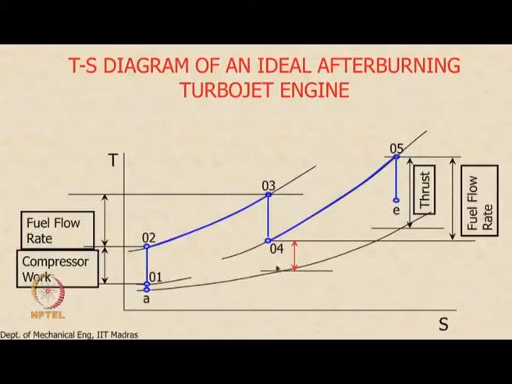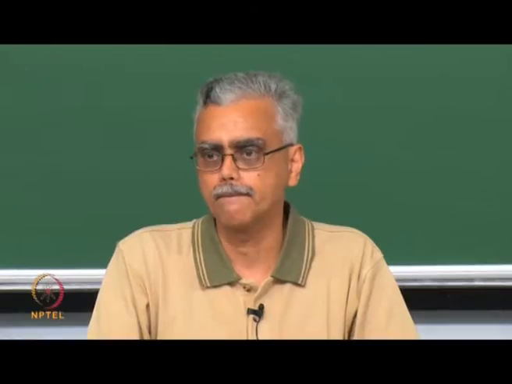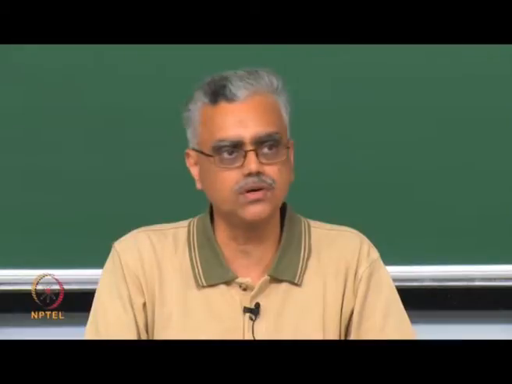Notice that because we are now burning fuel in this case also, in addition to this fuel flow rate, there is also an additional fuel flow rate here between 4 and 5, correct? Because we are adding fuel and burning the fuel here in the afterburner duct. In addition to this fuel flow rate, there is one more fuel flow rate here, which is what is indicated here, but you can see that there is a considerable increase in the thrust as a result of this. And that was something that we saw earlier also.